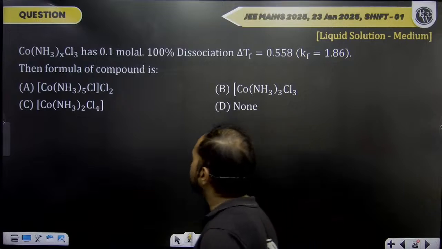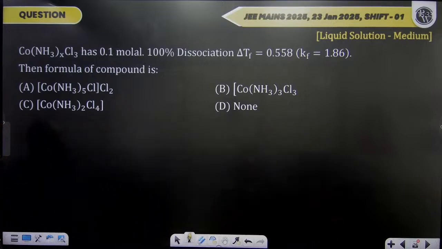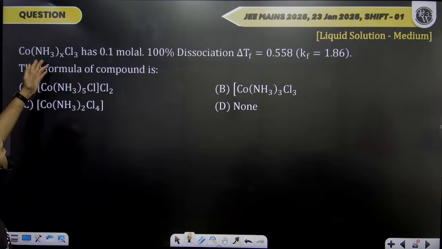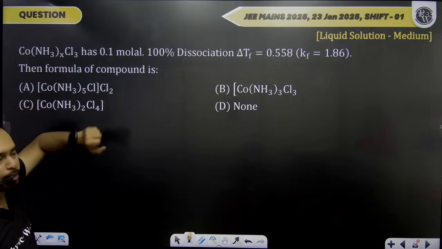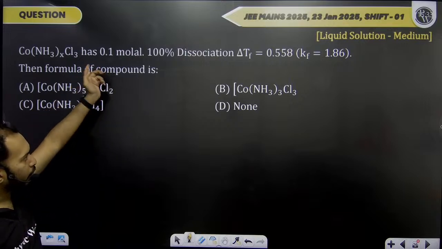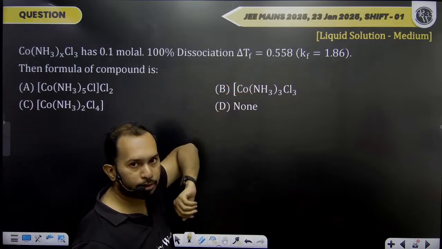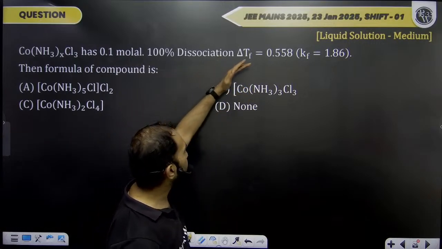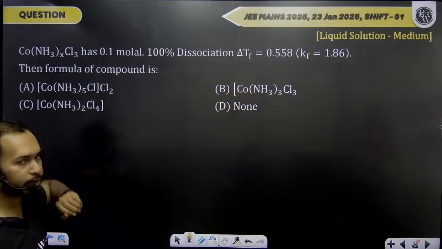This question is from the solutions chapter. Once again, if you remember the formula, this question is very easy. They have given some compound, cobalt ammonia XCl3. The molality is 0.1, 100% dissociation is going on. The depression in freezing point, delta Tf, is given as 0.558. Kf is also given, 1.86. Then what is the formula of the compound?